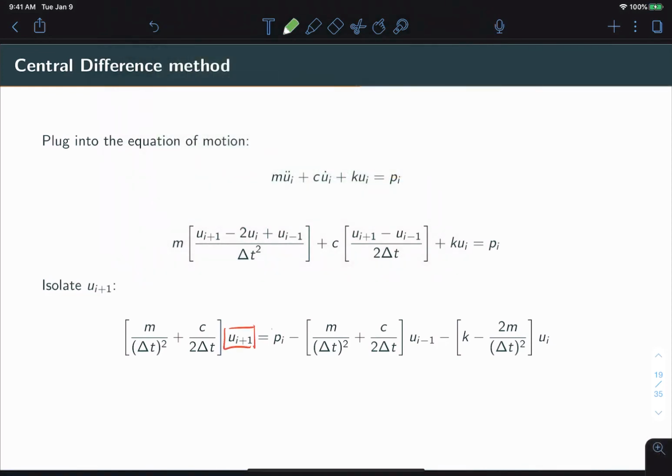Everything else is known. We know the forces, we know the velocity, we know the displacement two steps before, we know the displacement at our current step. And everything else is either a sampling interval or a system property which is constant. So we can actually label some of these constant values. So we're going to call this term here k hat. We're going to call this term here a, and this one here b.